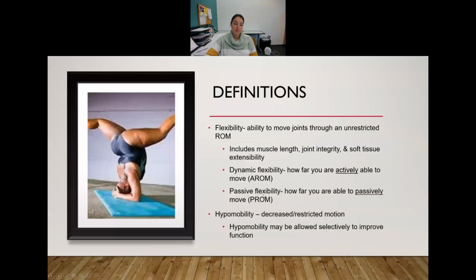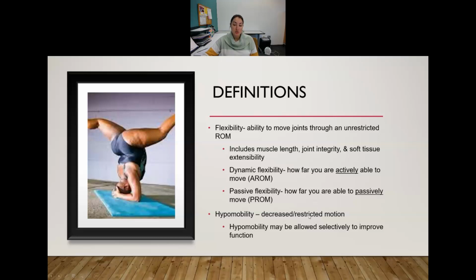Some other definitions: flexibility and hypomobility. So flexibility is the ability to move joints through an unrestricted range of motion. Now, this is dependent upon the muscle's length, the joint integrity, and the soft tissue extensibility. Dynamic flexibility is how far you can move actively with active movements. Passive flexibility is how far you can move passively when something else is moving you. Hypomobility is just decreased or restricted movement.